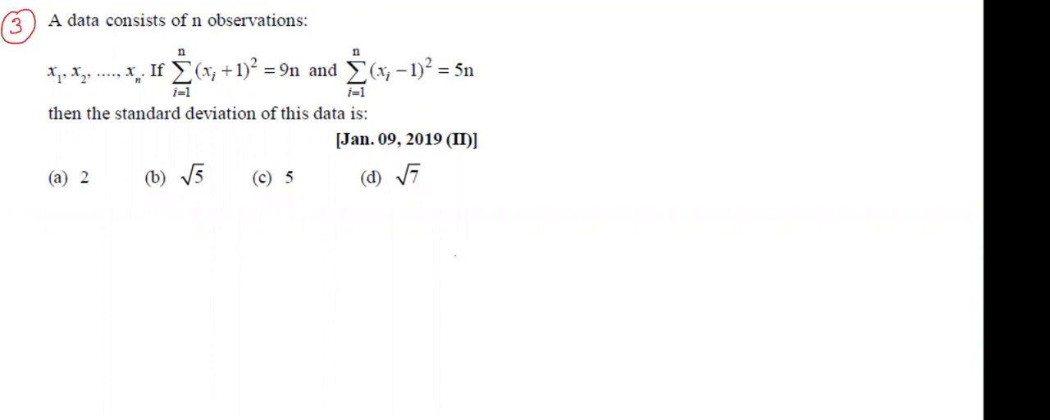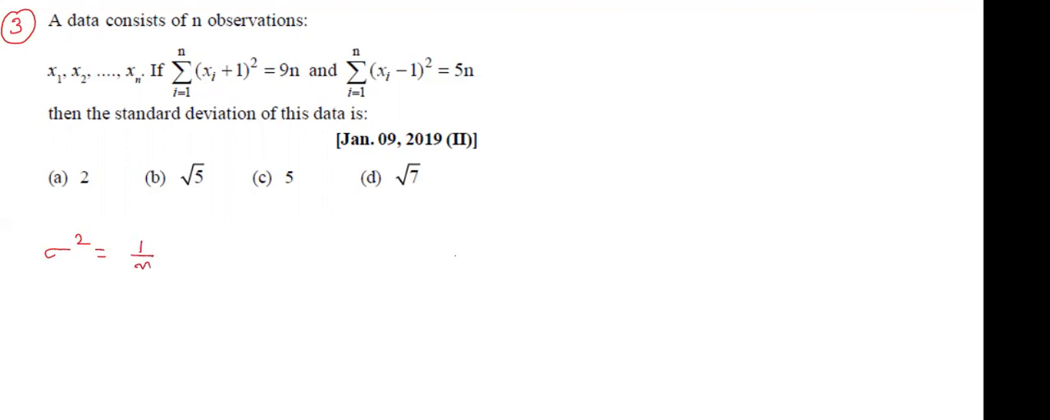Okay. Now, third question. See that data consists of n observations. Sigma xi plus 1 whole square, where i is equal to 1 to n, is equal to 9n. Sigma xi minus 1 whole square, where i is equal to 1 to n, is equal to 5n. Then the standard deviation of this data. First, we need to find the variance. Variance of n observations, what is the formula?